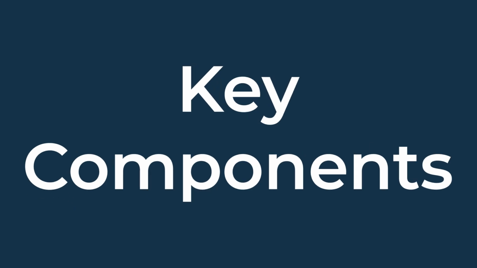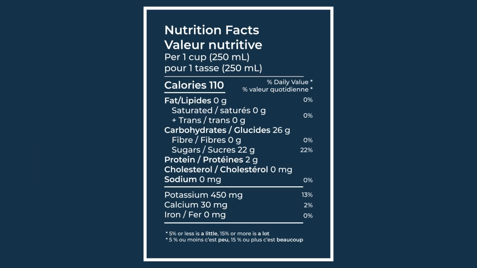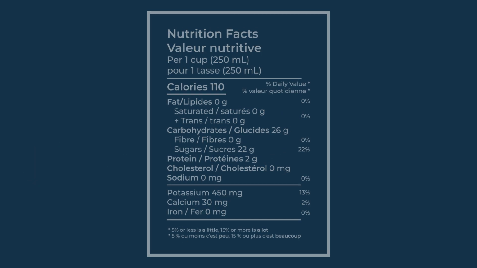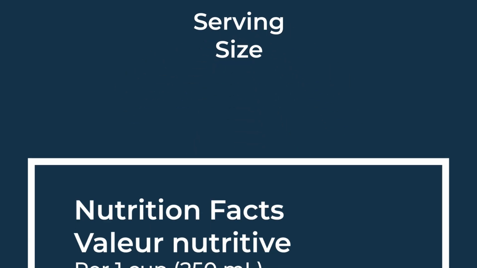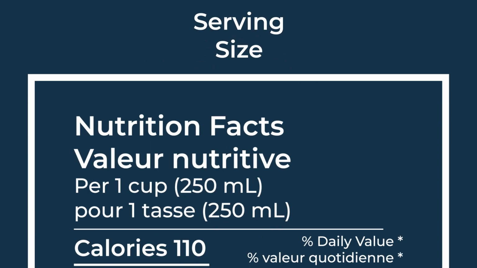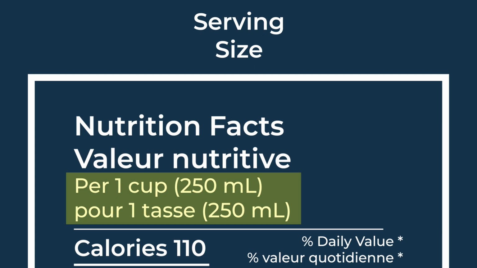Key components. Let's break down the key components of a nutrition label so you can read and interpret them with confidence. We'll use this label for reference. Serving size. This is found at the top of the nutrition facts table and tells you exactly how much of the product the listed information refers to.